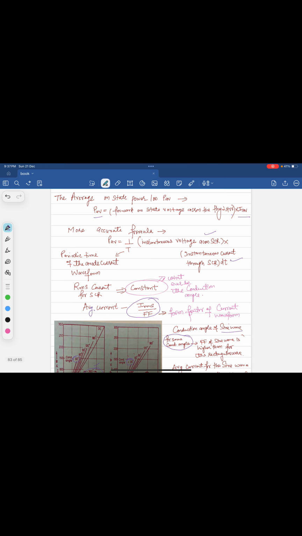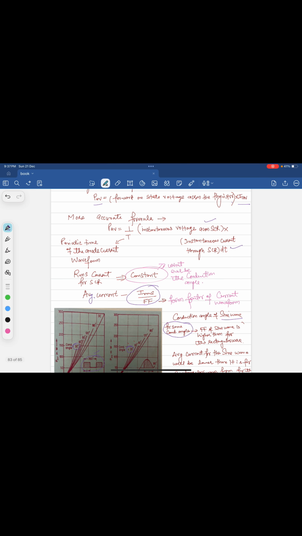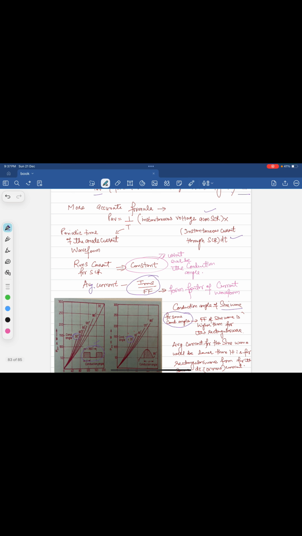RMS current for an SCR is constant, whatever be the conduction angle. How do we calculate the average current? Average current, here we calculate it by the I RMS upon the form factor. Form factor is different for different waveforms.